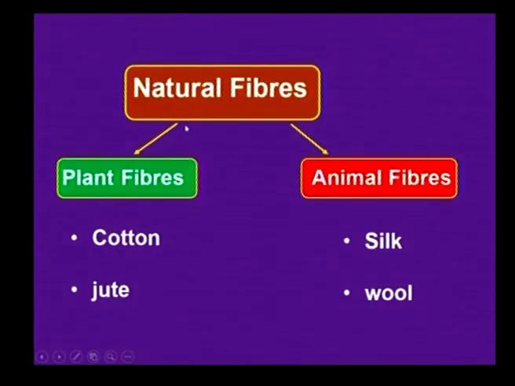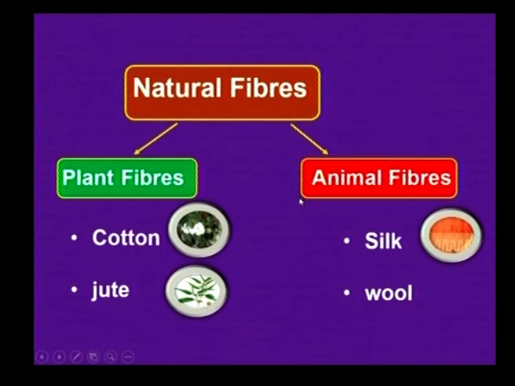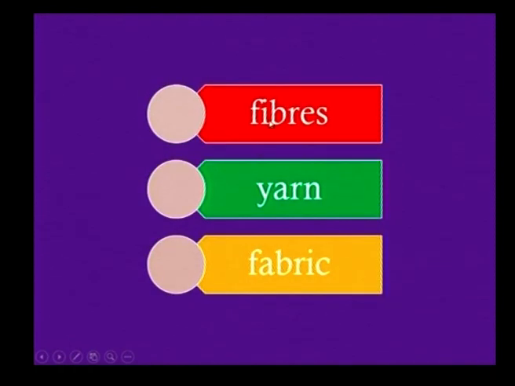The fibers that come from plants and animals are called natural fibers. Natural fibers are of two types: plant fibers and animal fibers. Examples of plant fibers are cotton and jute. Examples of animal fibers are silk and wool. Tiny strand-like structures are called fibers. These fibers are converted into yarn. Yarns are woven together to make a fabric.